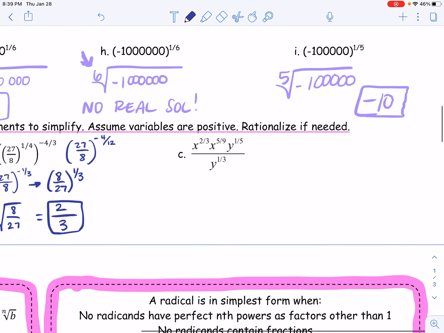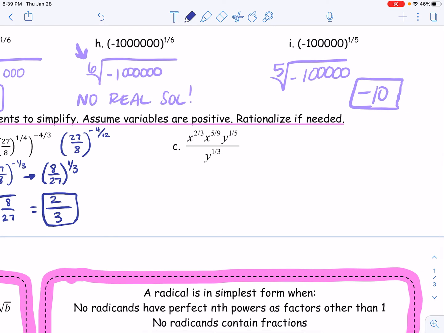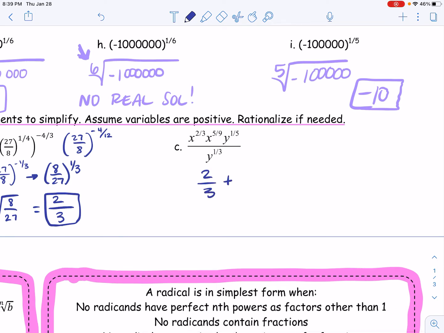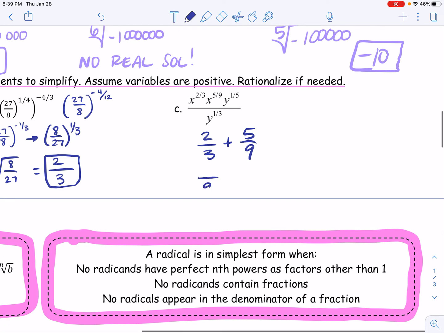All right, and last one. Looks overwhelming, but we'll be fine. Combine everything we can and then simplify. Because I have two x's in the numerator, I can multiply those together. When I multiply those together, I need to add my exponents. That means I'm adding 2/3 with 5 over 9. You might want to rewrite this as 6 over 9. That way you're getting 11 over 9.